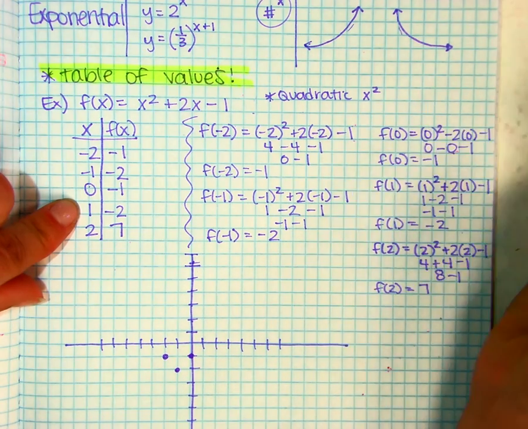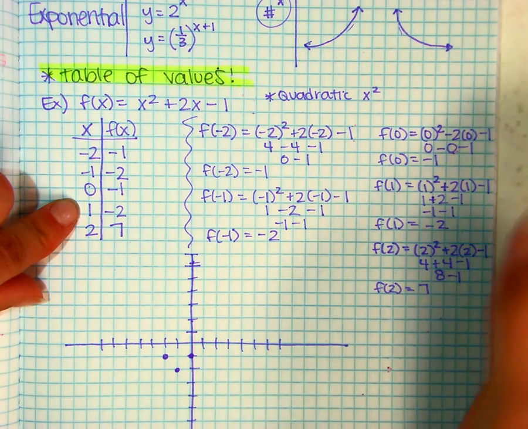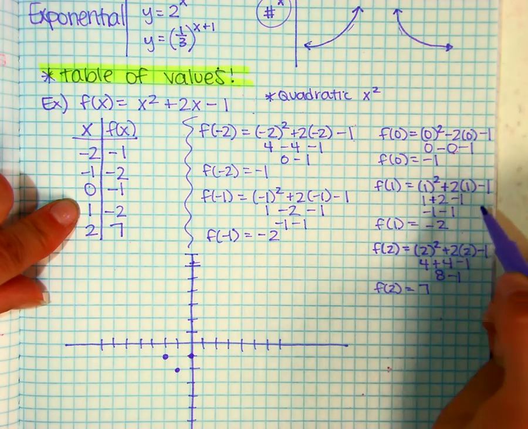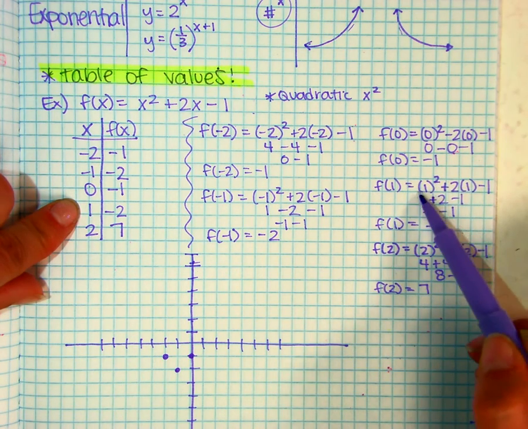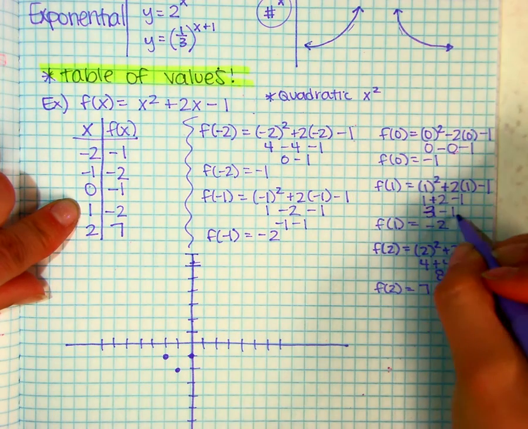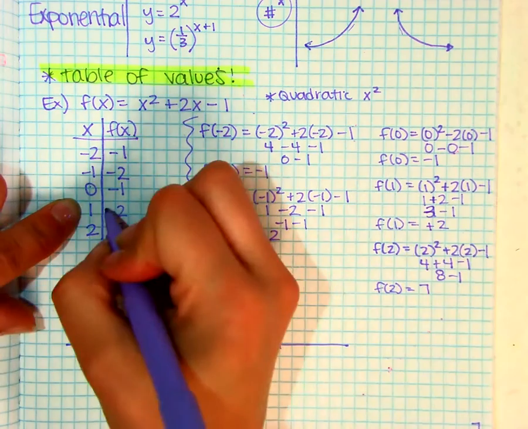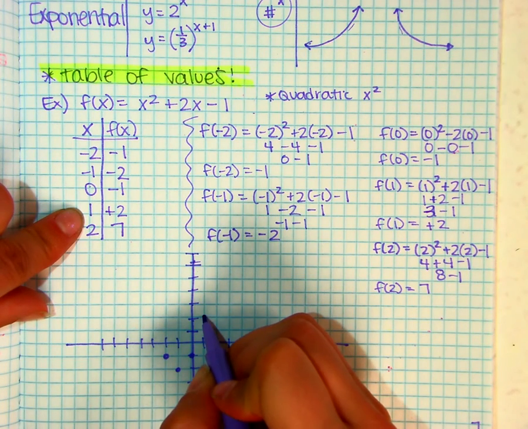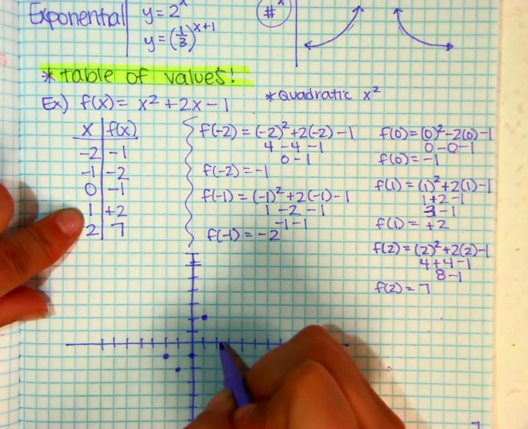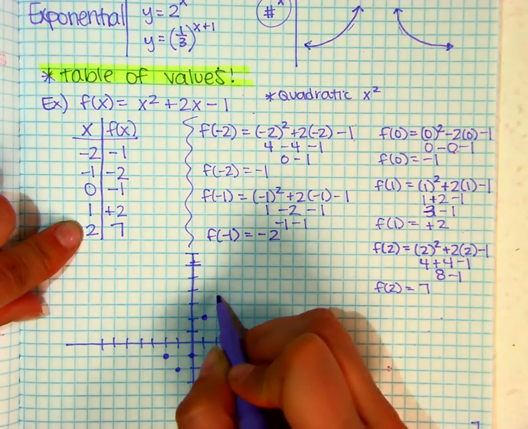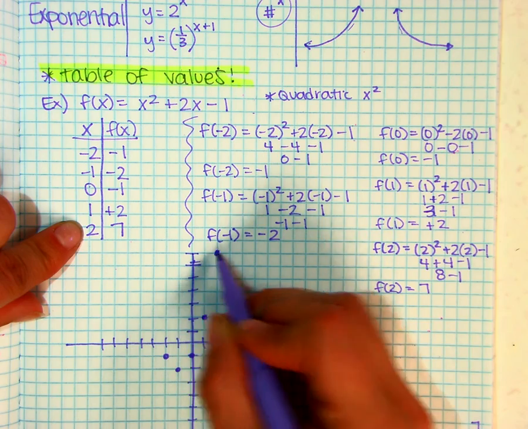Oh, I did this wrong. This is supposed to be plus. So that's a 3. That makes more sense. Got to be careful when you're copying down the equation. So it's adding here. So 1 plus 2 is 3. 3 minus 1 is positive 2. So that's a positive 2. So 1 up 2 and 2 up 1, 2, 3, 4, 5, 6, 7.